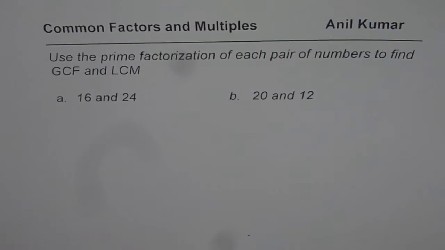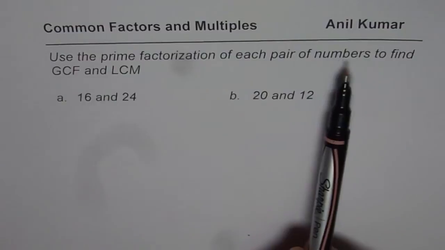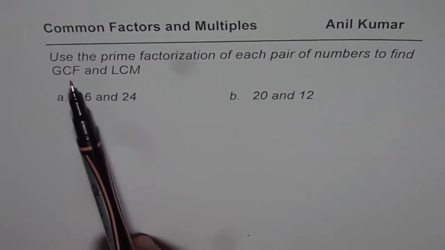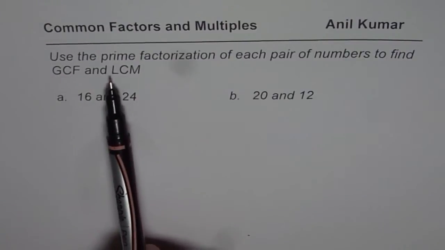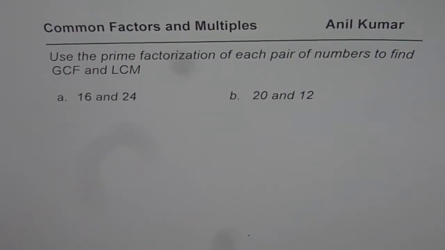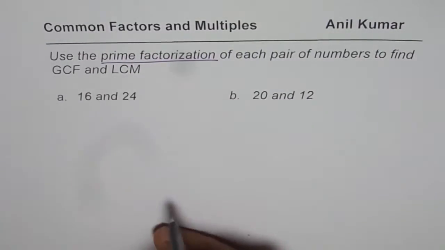I'm Anil Kumar, and in this video we will learn the technique of finding greatest common factor and least common multiple using prime factorization. The question for you is, use the prime factorization of each pair of numbers to find GCF and LCM. GCF is greatest common factor, LCM is least common multiple, correct? The method says first we need to find prime factorization.